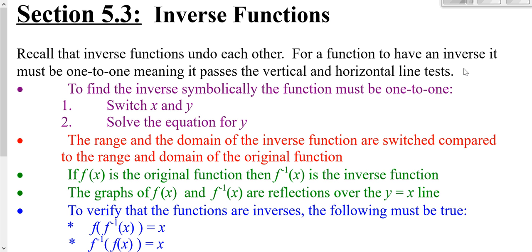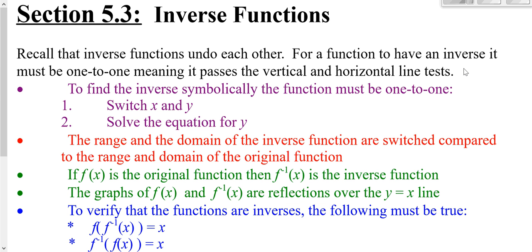Today we're basically going to just review what inverse functions are. Remember, an inverse function is a function that undoes the original function. Inverse functions only exist for one-to-one functions, which means they pass the vertical line test, because they have to be a function, but also pass a horizontal line test.